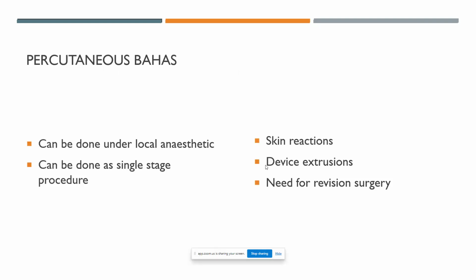With regards to the advantages of the percutaneous bone conduction hearing aids, they can be done in a single stage procedure and under local anesthetic. However, people can have skin reactions and are more prone to device extrusions, and sometimes you might need to have revision surgeries where you need to insert the abutment because there's been complications around it.